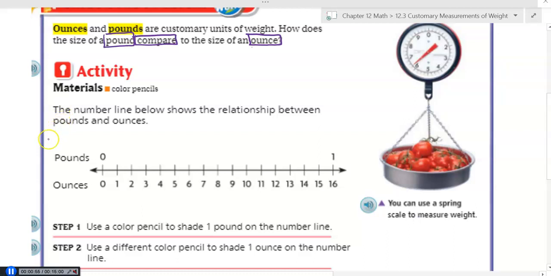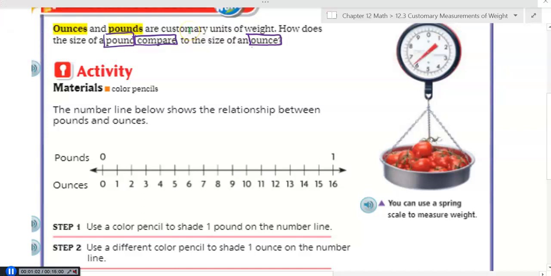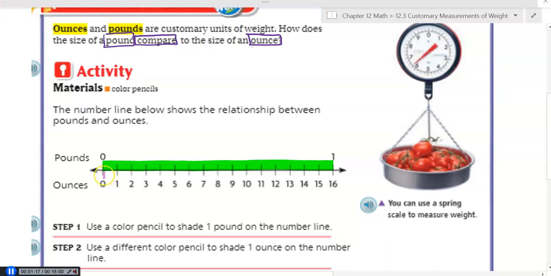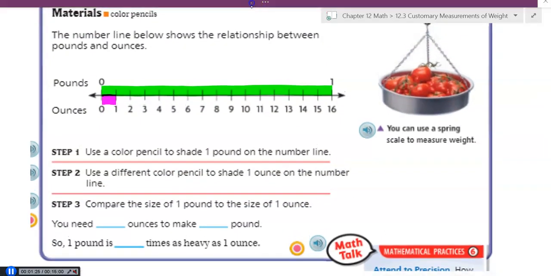So this number line is going to show the relationship between ounces and pounds. So I'm going to start by coloring in on the top of the line to show 1 pound. So 1 pound makes up 16 ounces. That whole thing is shaded in. Now if I'm going to shade in 1 ounce, I'm going to shade the bottom part of my number line, and it's much smaller than a pound. So let's compare the two.